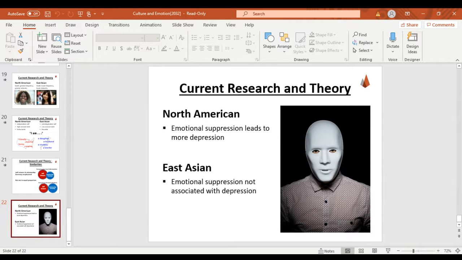And this is because their culture dictates how they interact with the world, and so emotional expression is not a huge part of it. So of course, emotional suppression is not going to be an issue. So this is just a way of thinking of how our culture interacts with who we are. Okay. So that's it for this lesson, and I will see you all next week.